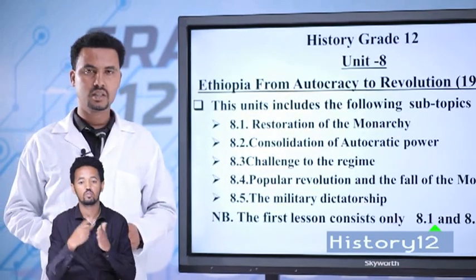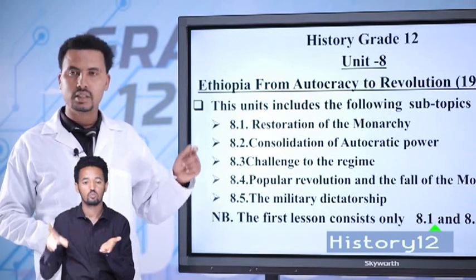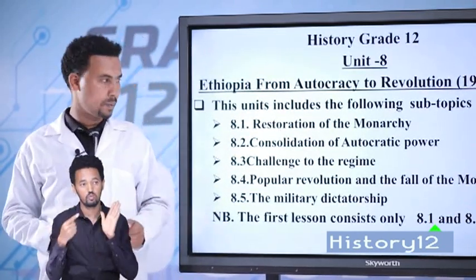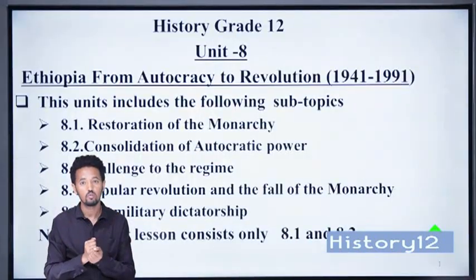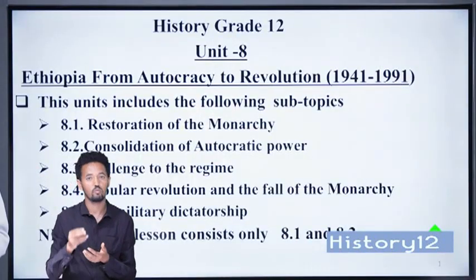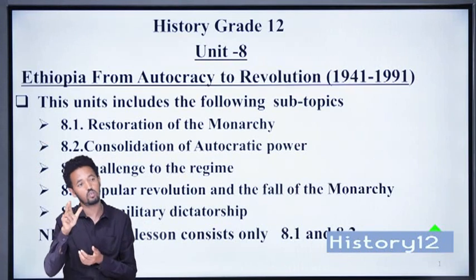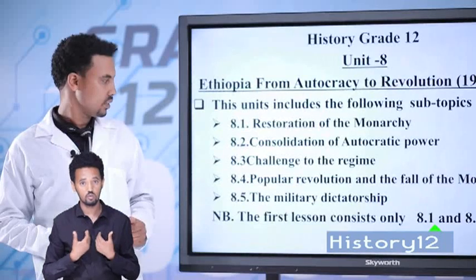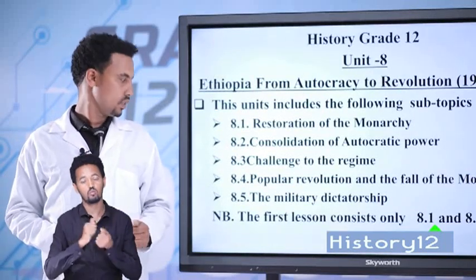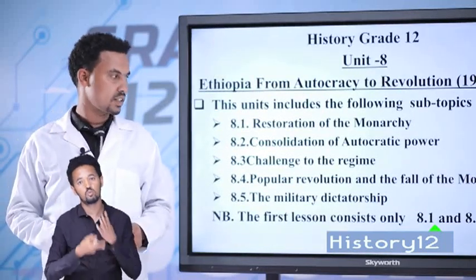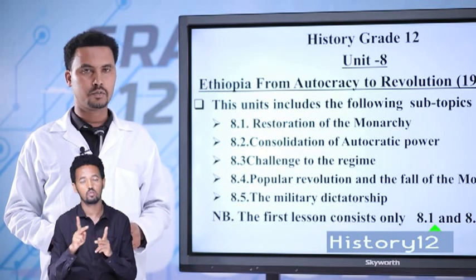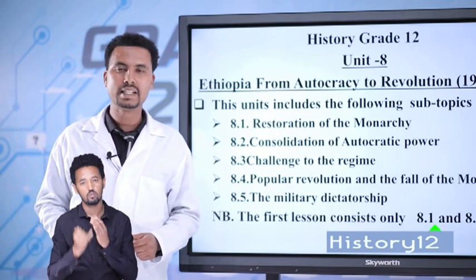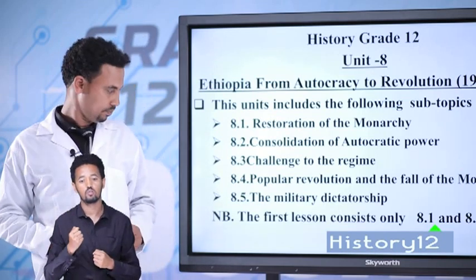This unit includes the following subtopics. The first subtopic, the restoration of monarchy. Second one, consolidation of autocratic power. Third one, challenge of the regime. The fourth one, popular revolution and the fall of monarchy. The last one, the military dictatorship.